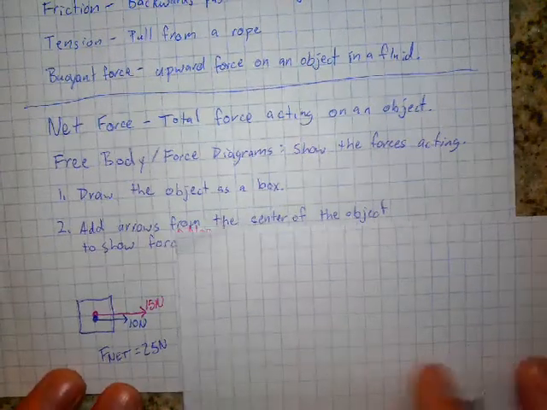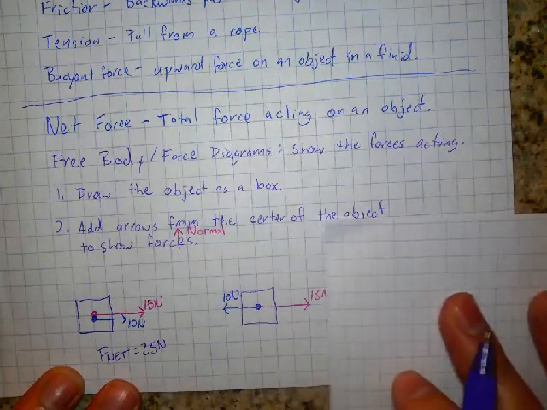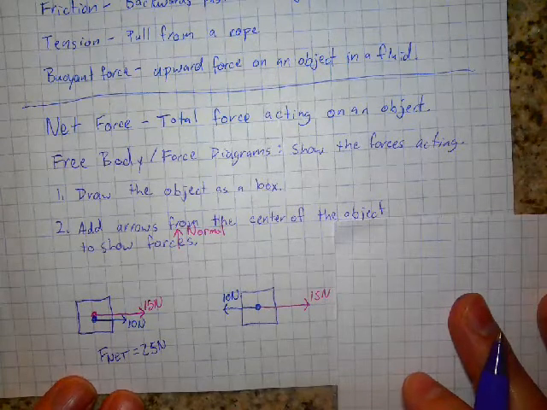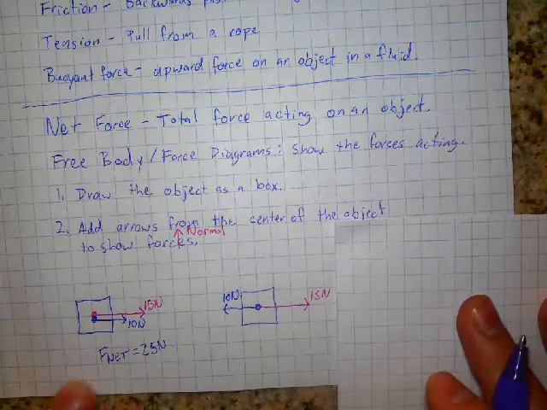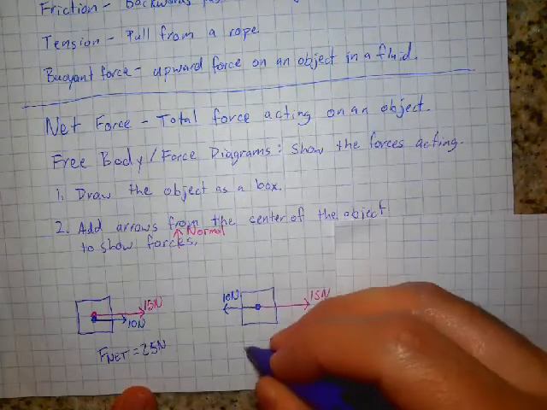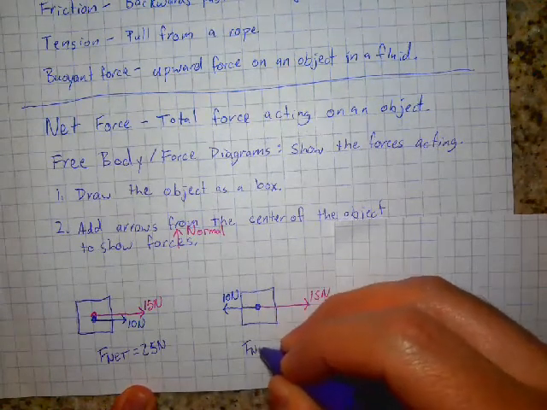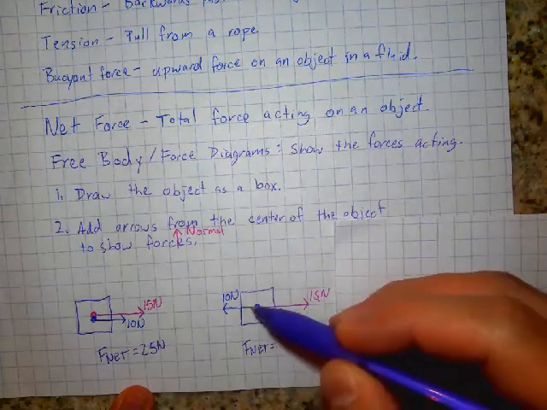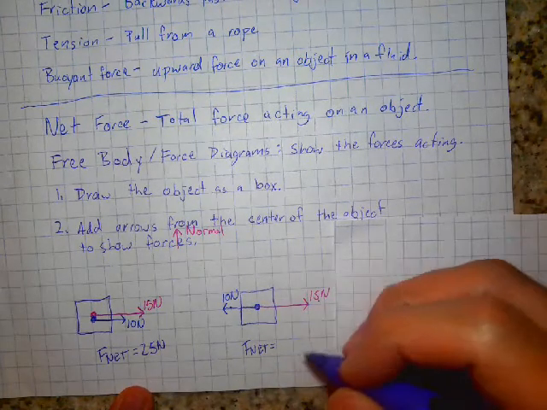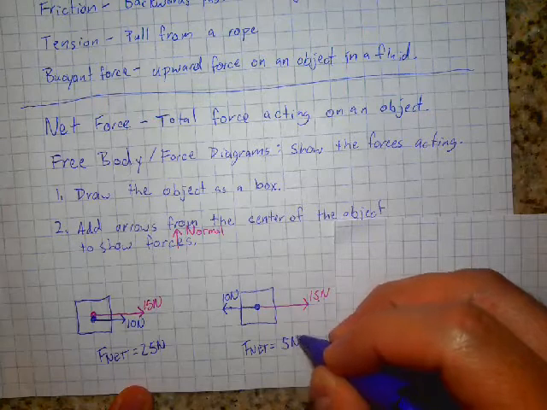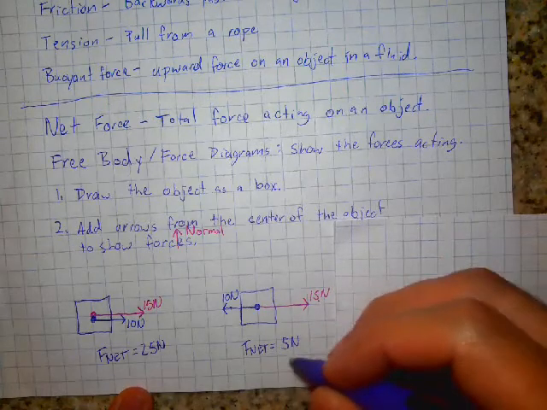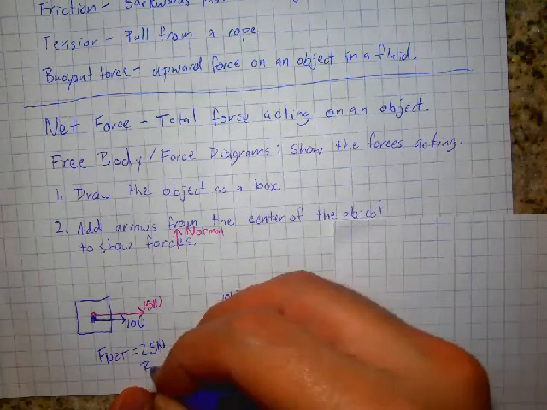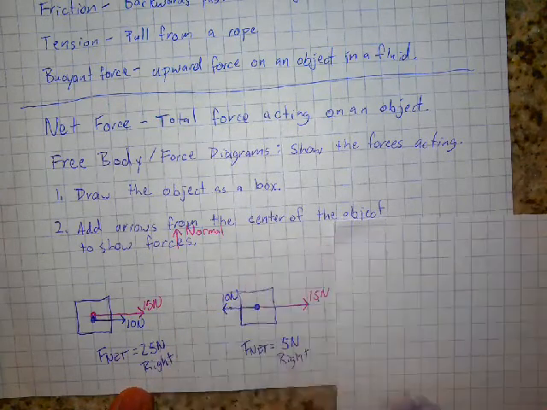Okay, for the next one, what if they go in opposite directions? That's right, if they go in opposite directions, it's going to be, well, 15 this way and 10 this way. This should be 5 newtons. Oh, we should also say which direction it's going, and that's going to the right. Same over here. So these are both going to the right.